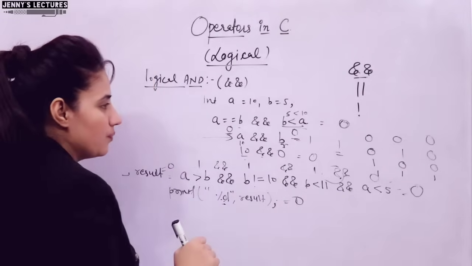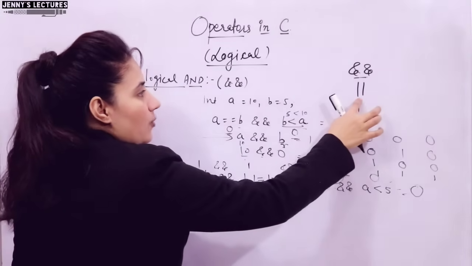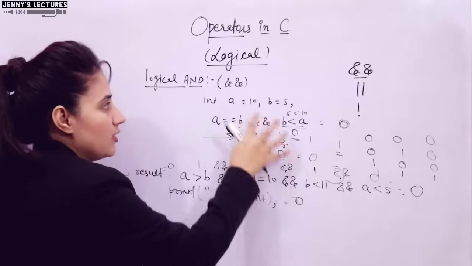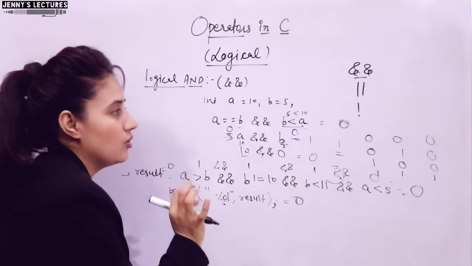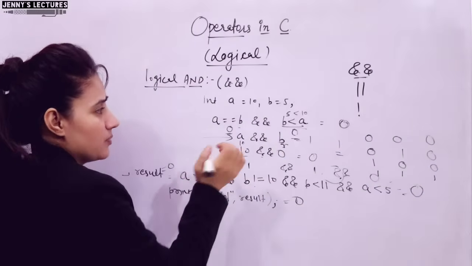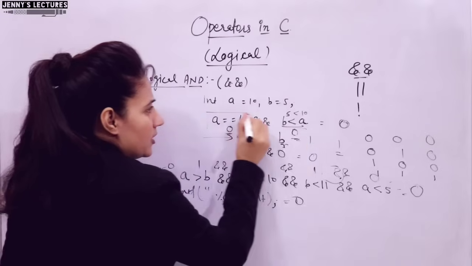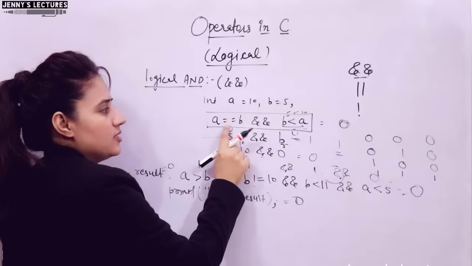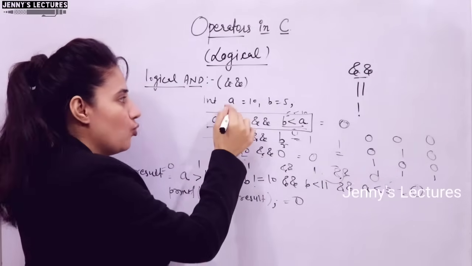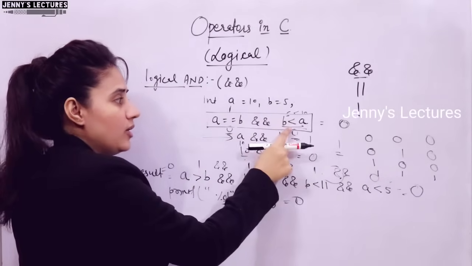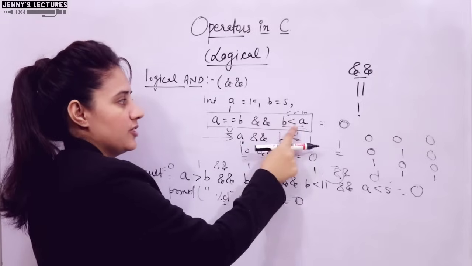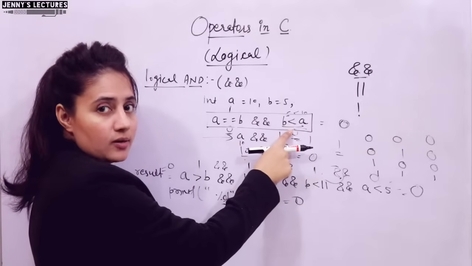Right. Now logical AND operator, logical OR operator. And one more rule about the AND operator is what? See, if I am taking this expression for AND, if this is true, means 1, then only the next condition after this logical AND, the second one, would be checked, right?